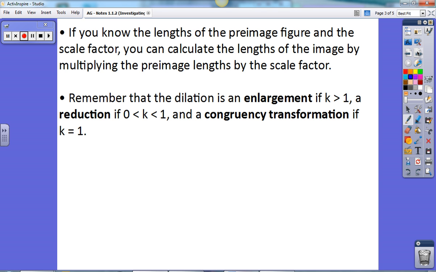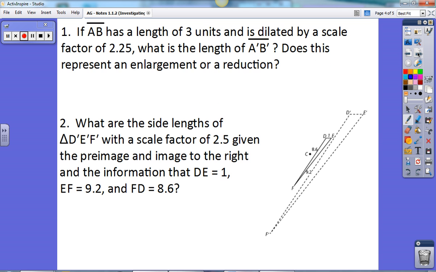And then remember that if the scale factor is greater than 1, then that's going to result in a dilation that is an enlargement. If it's between 0 and 1, it's going to be a reduction. If it's equal to 1, then that's a congruency transformation. So let's look at 3 quick examples that go along with this.